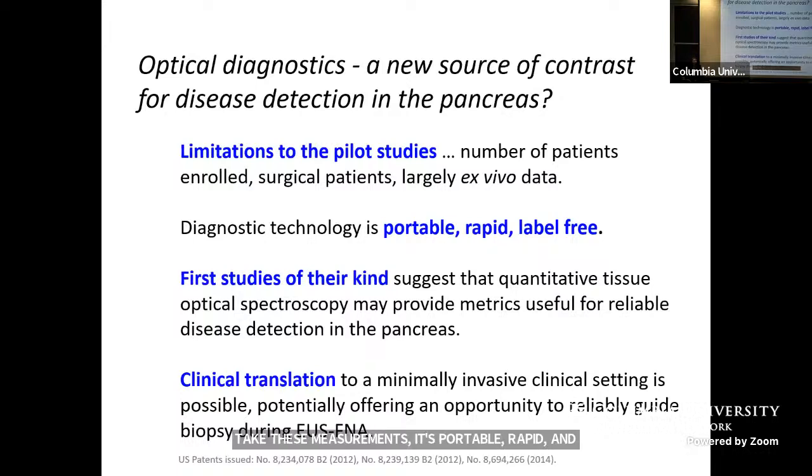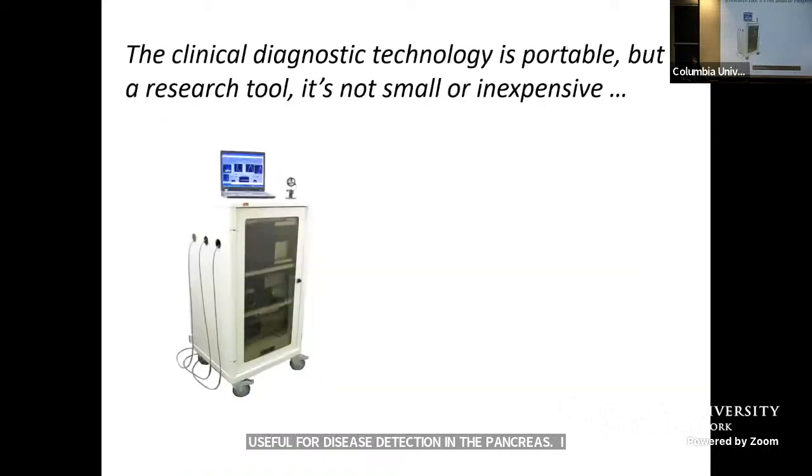These types of measurements, a fiber optic probe like that could be inserted through the endoscope, through the hollow needle, and very rapidly take measurements, potentially guiding biopsy during an endoscopic procedure, which could be helpful. And again, these were the first studies of their kind. And we believe that using tissue optical spectroscopy with quantitative modeling can provide metrics that could be useful for disease detection in the pancreas. Now, I just want to come back to this point about the portability of the technology.